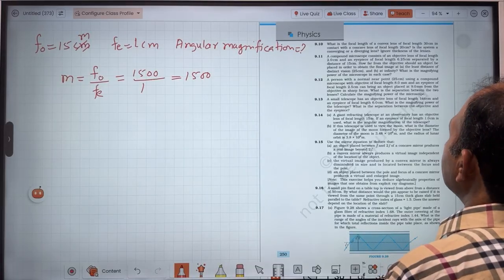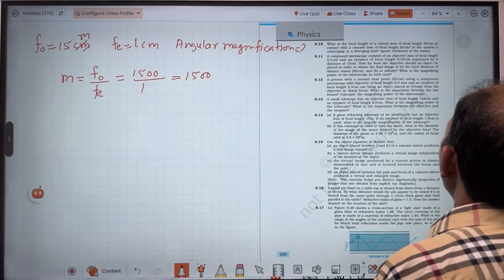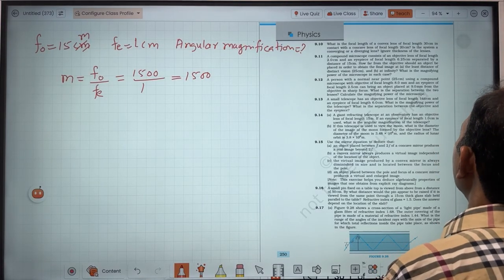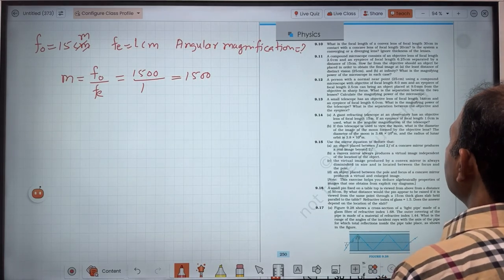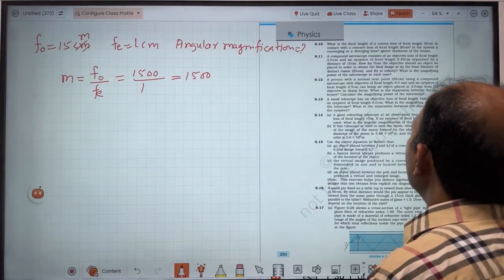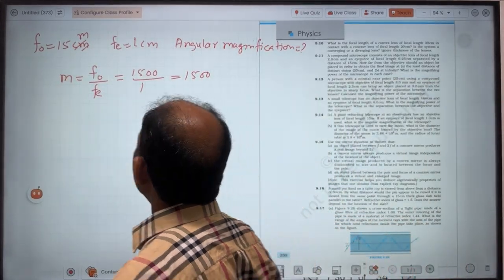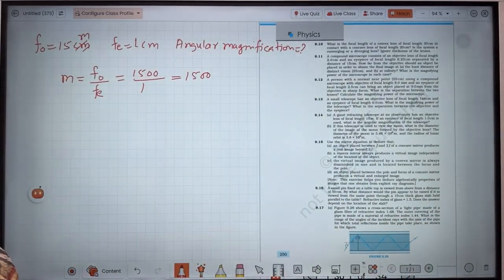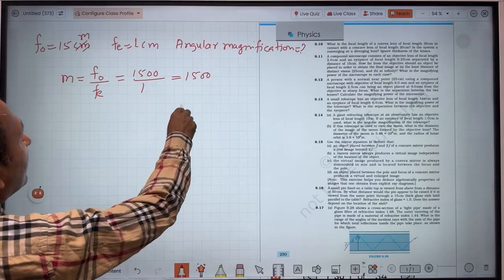Now second case is, if this telescope is used to view the moon, what is the diameter of the image of the moon formed by the objective lens? The diameter of the moon is 3.48 into 10 power 6 meter and the radius of lunar orbit is 3.8 into 10 power 8 meter. So let's see what happens here.